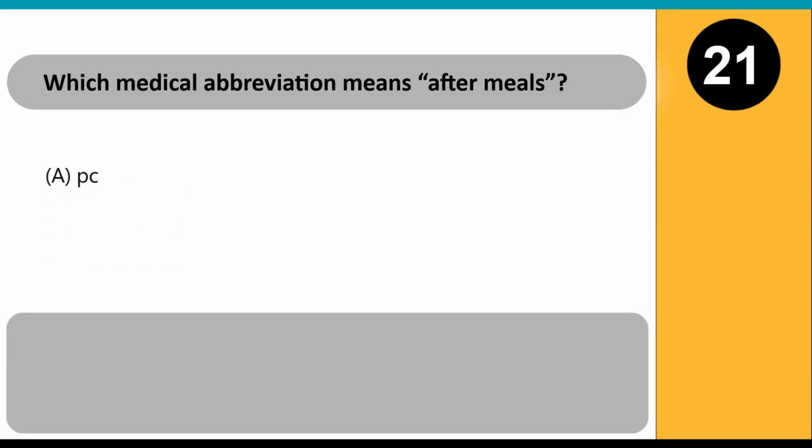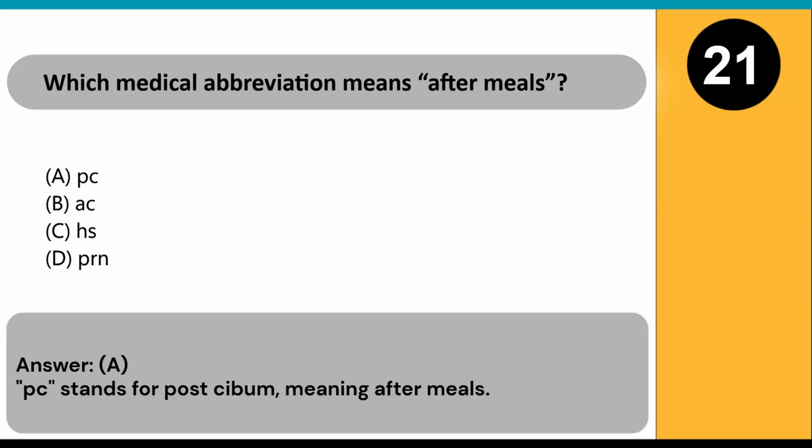Which medical abbreviation means after meals? A. PC. B. AC. C. HS. D. PRN. Answer A. PC stands for post cibum, meaning after meals.